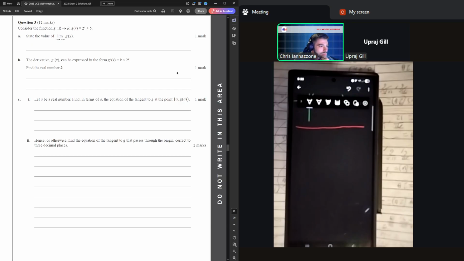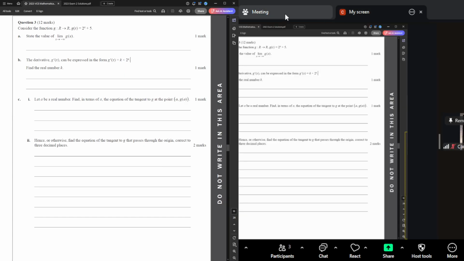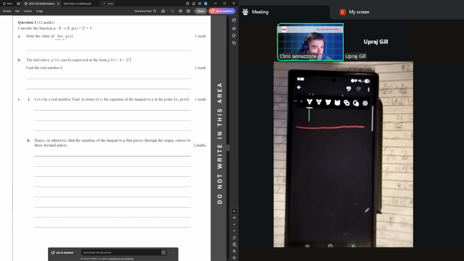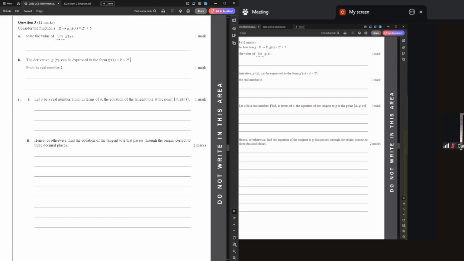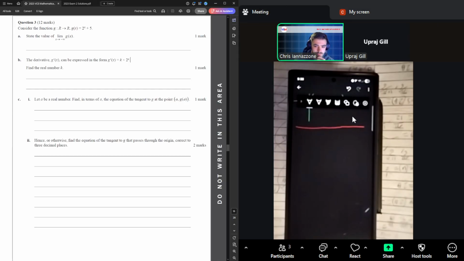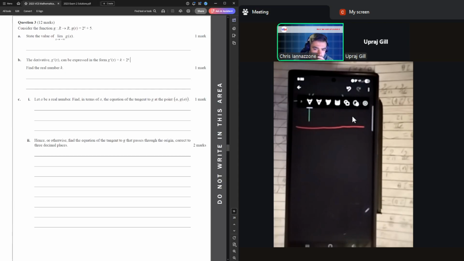Easy. Moving on. Derivative can be written like that. What must k therefore be? I'm not really sure how to do this because wouldn't the exponent be x minus k then as well?